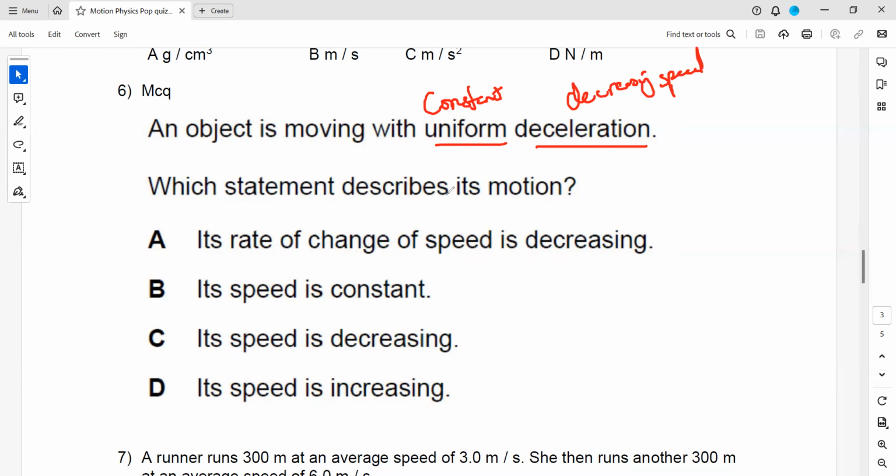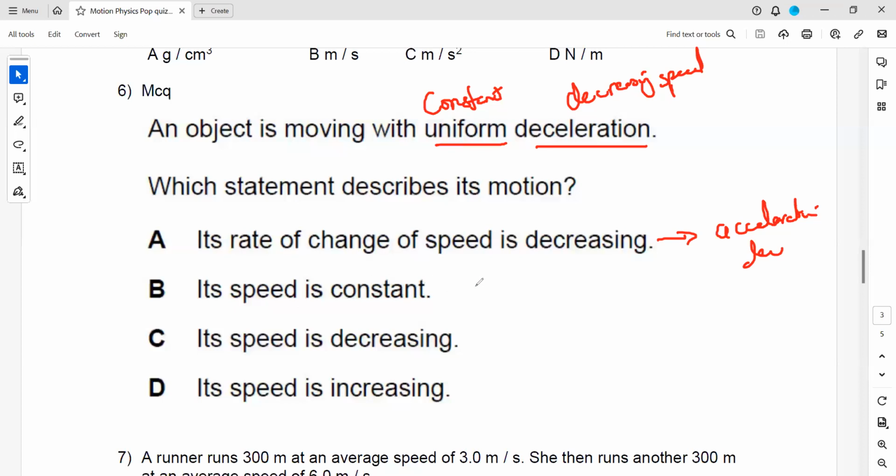Which statement describes its motion? Its rate of change in speed is decreasing. When the rate of change in speed is decreasing, we say acceleration is decreasing. So A is acceleration decreasing.